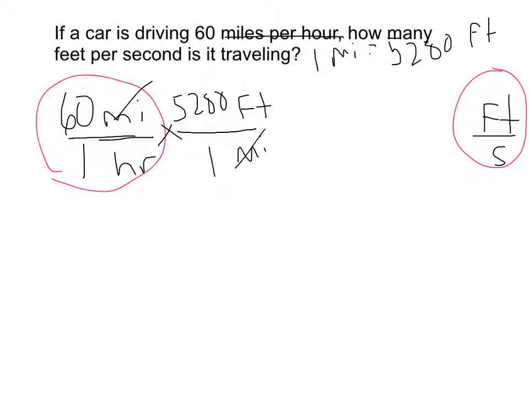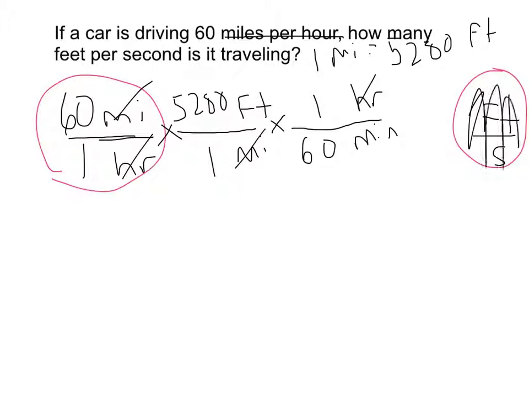So the next step would be to convert hours to seconds. So you may know how many seconds are in an hour, but if you don't, you do know how many minutes are in an hour. So we know that in 1 hour there are 60 minutes. Bam, bam, cancel out the hours. So this would tell us feet per minute. Let's mark that out. Alright. And the next conversion factor could be between minutes and seconds. We know that in 1 minute there's 60 seconds.